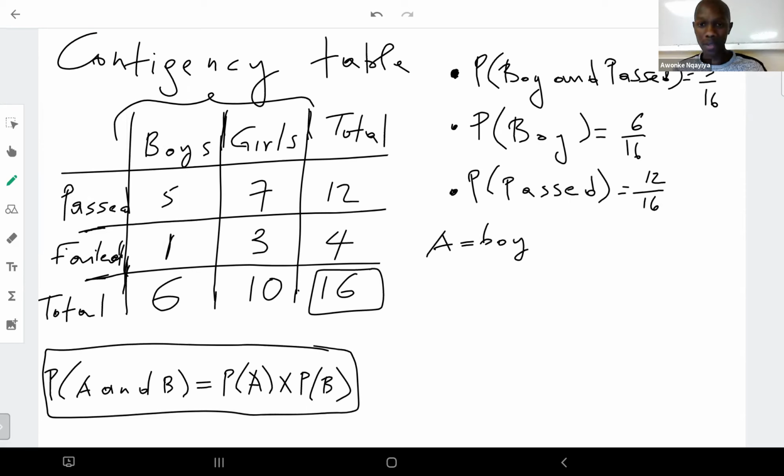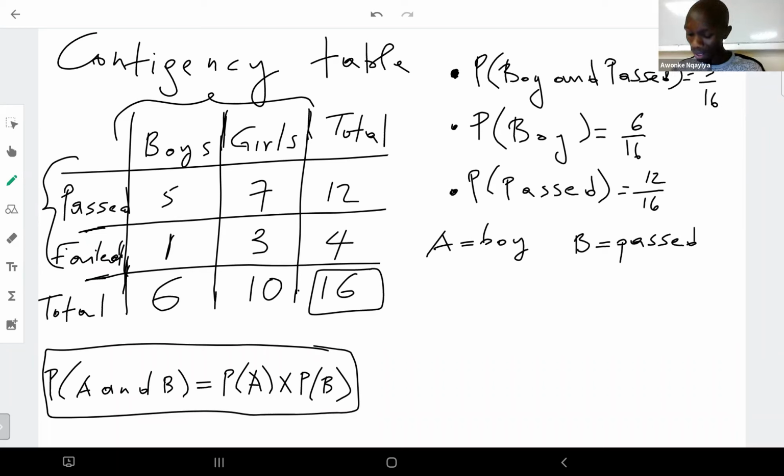You can take girl as well, it's up to you. And then B will be any event from the rows. So you take A from the columns, you take B from the rows. B can be anything. Let's just say B is passed. So you can take fail as well. You can take failed, it's up to you.